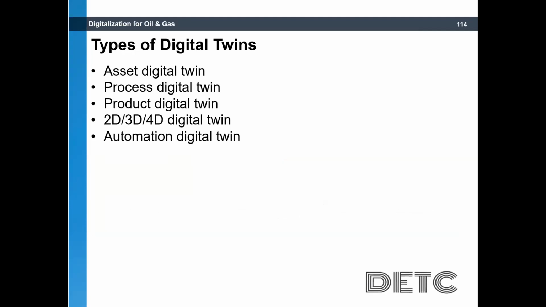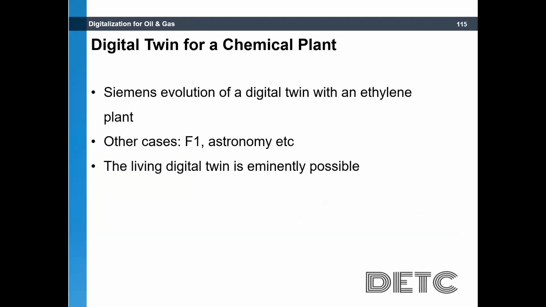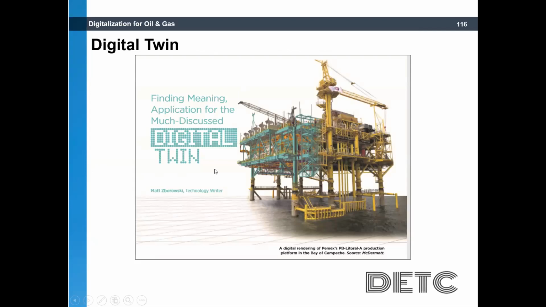These are some common types of digital twins that we find applicable in the oil and gas and utilities business in general. There is a case study that talks about a digital twin for a chemical plant by Siemens. Other cases for the application of digital twin are Formula One and astronomy, which is very common. And it's believed that digital twin is going to evolve greater. That's the case study from Siemens. It can be retrieved online for a chemical plant.